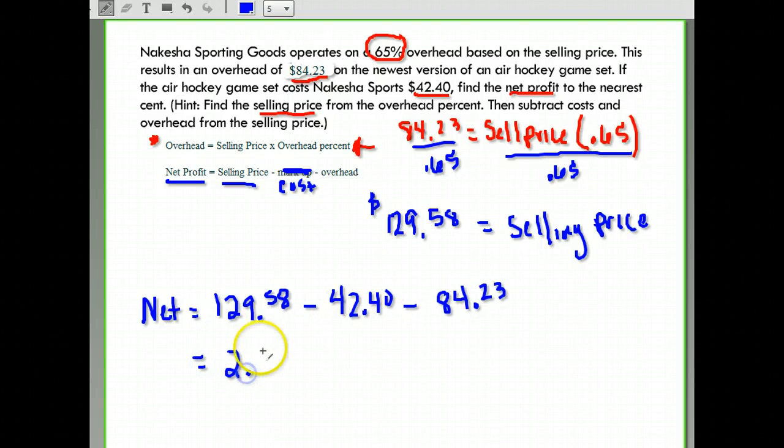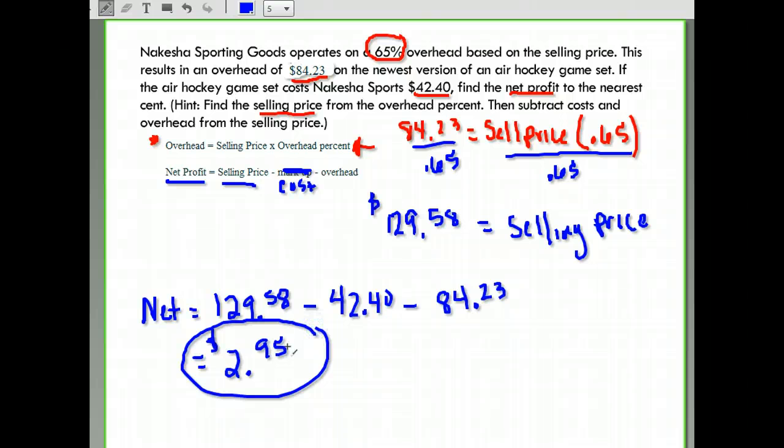So they don't get a great profit off of this. They only make $2.95, and it's probably because their overhead is so high. That overhead percentage is a pretty big percent to pay. Okay, so they may want to consider raising the selling price since the profit they get off an air hockey table is $2.95. So again, on a question like this, we used the overhead and the overhead percent to find our selling price, and then we use that to find the net profit by doing the selling price minus the cost and minus the overhead.